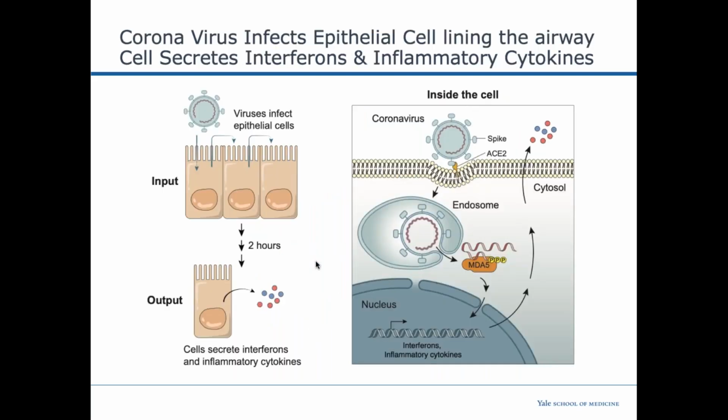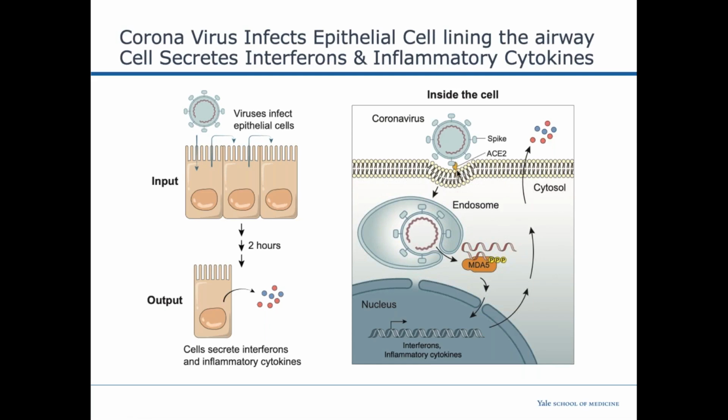Now, when it first infects epithelial cells that line the airways, those cells on the left that I mentioned, it can also be detected by another receptor that's inside the cell. So on the right, if you look at the image of inside the cell, you have a coronavirus there with little spikes. And the spikes bind to a specific protein on the surface of certain cells, epithelial cells, called ACE2. And once it binds that, it is able to infect those cells. If the cells don't have ACE2, it can't infect.